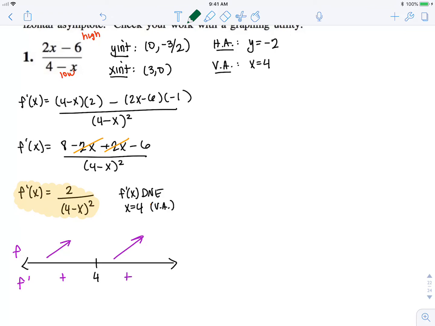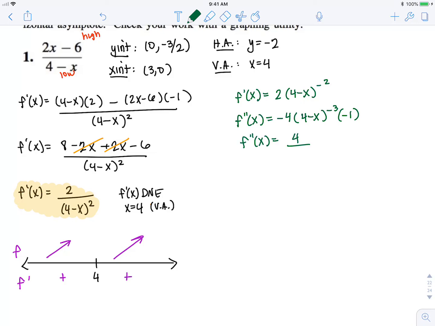So now I'm going to find the second derivative so that I can evaluate where it's concave up or concave down. So f prime of x I'm going to write as 2 times (4 minus x) to the -2 power. So I can take the derivative using power rule. So I'll have -4 (4 minus x) to the -3, chain rule multiplied by -1. So my second derivative is positive 4 over (4 minus x) cubed. And once again, this does not exist at x equals 4.